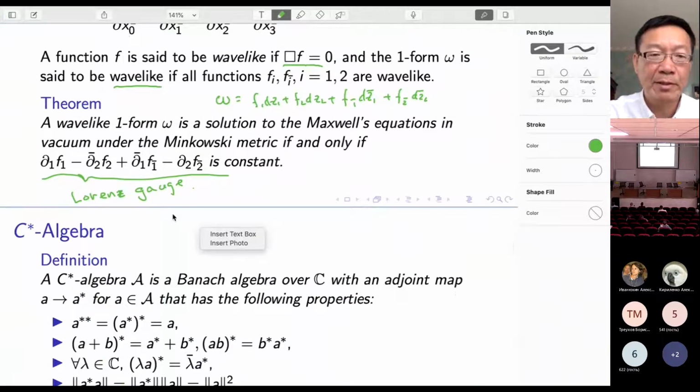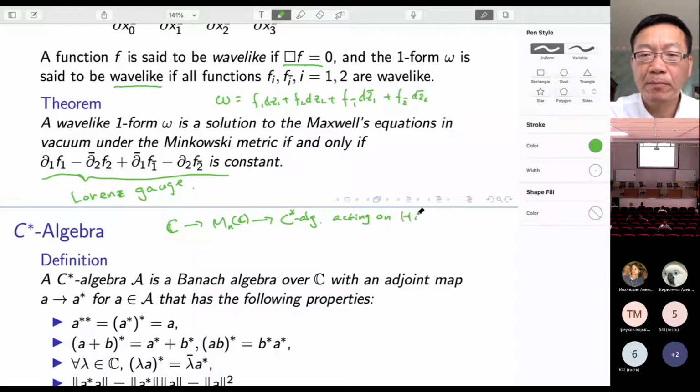So the quantization process is from C to M_n(C), the n by n matrices. And also, I can generalize it to C-star algebras, say acting on a Hilbert space H.